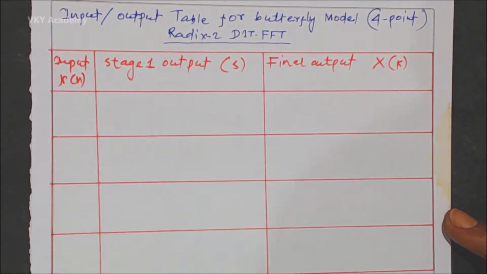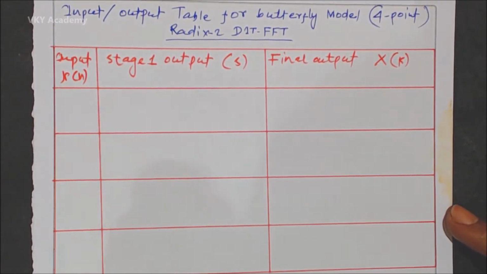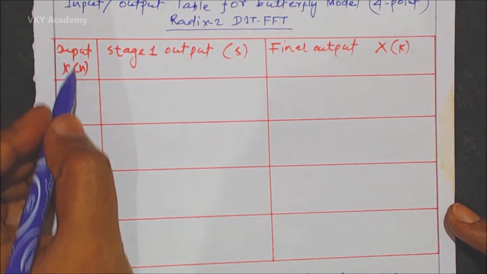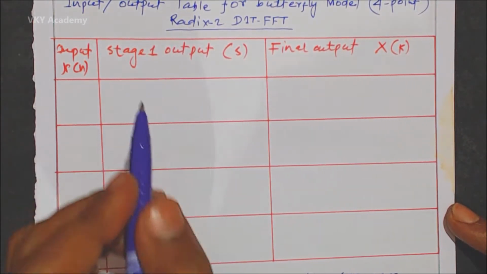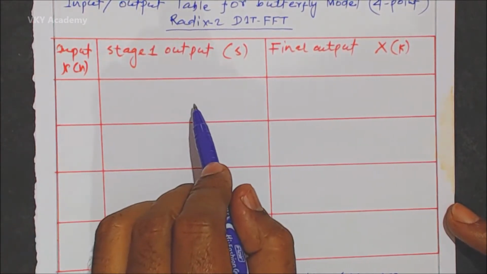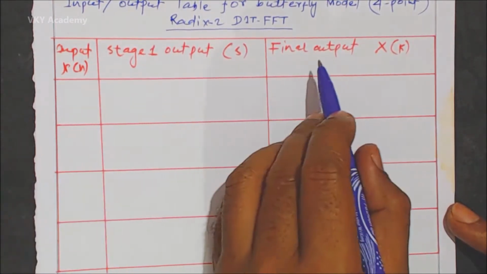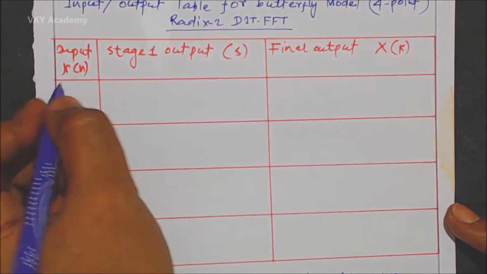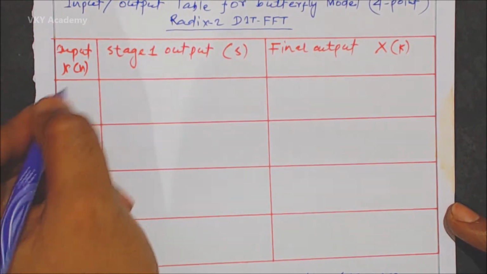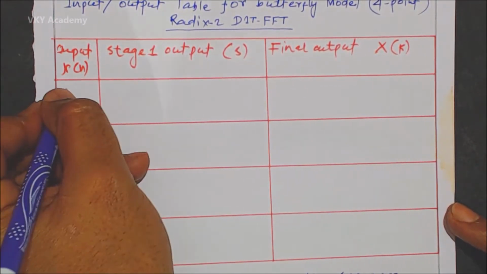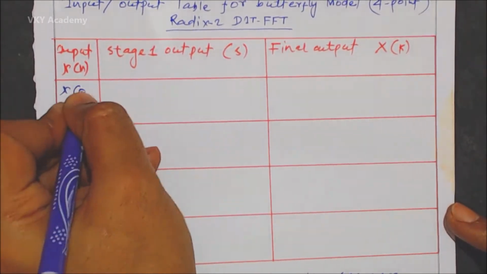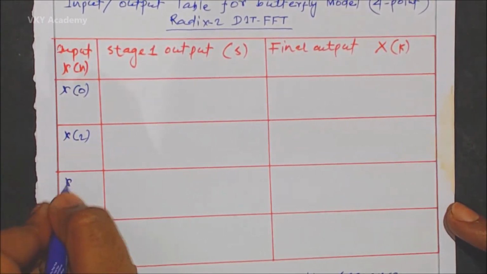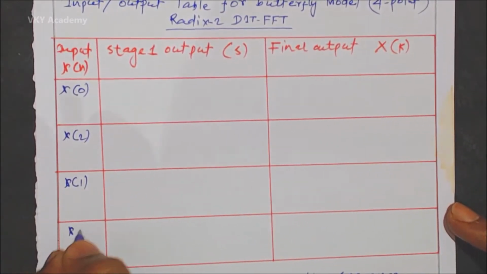So for the calculation of fast Fourier transform using DIT FFT algorithm, we need to draw this table for the butterfly model. In the first column, I'll put all the input samples. In the second column, I'll calculate and write the output of the first stage represented with S. And the third column will be my final stage output, that is capital X of K. As my input is in bit reversal for DIT FFT, I can write here the first input is small x of 0, second one is small x of 2, third one is small x of 1, and fourth one is small x of 3.